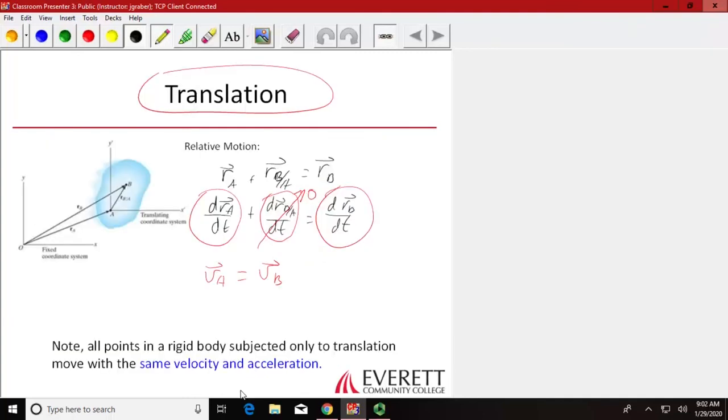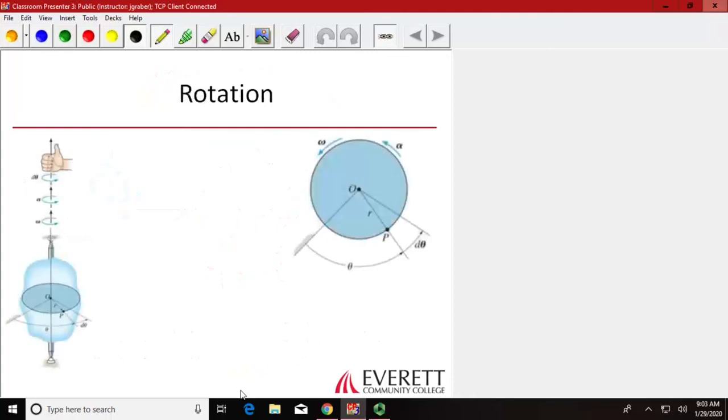In pure rotation about a fixed axis, it would be the opposite. The relative position of B with respect to A would not be zero. But the relative position of the fixed axis would be. The change in position of a fixed axis is zero. So let's talk about rotation. The really nice thing about rotation is you've already learned all of it. You just didn't know you had. All of the same equations apply to rotational motion as they do to translational motion.